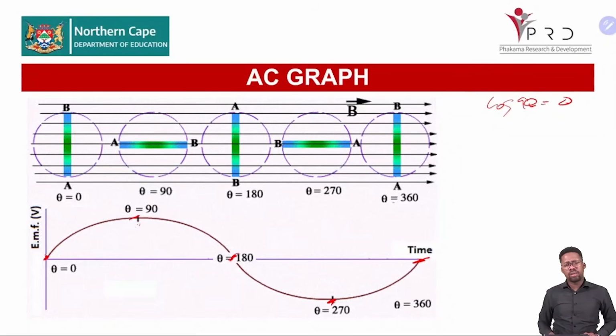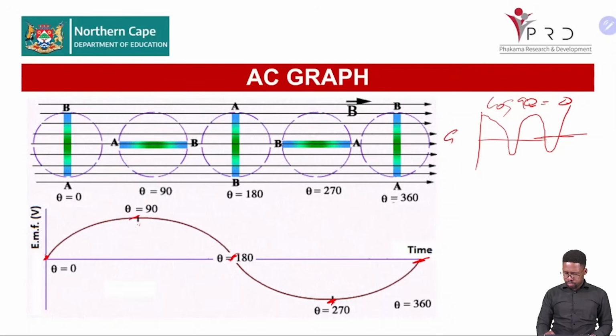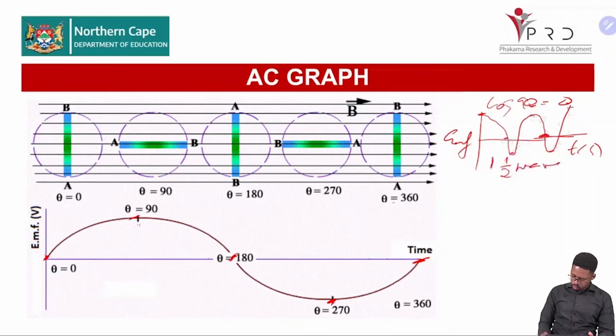Sometimes it does happen that your graph can start from the scenario where the coil is parallel to the magnetic field lines. Then you can have a situation like this. Then they'll ask you, with EMF against time in seconds, how many waves are represented here? You count 1, 2, 3, 4, 5. So this is 1. Then 1, 2, 3. So this becomes 1.5 waves.